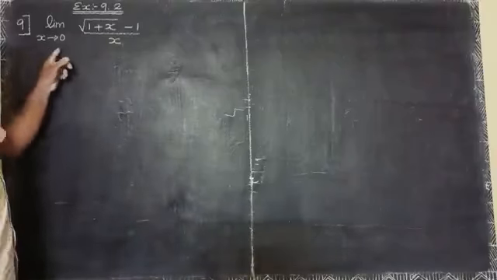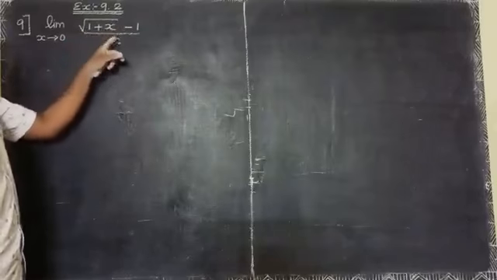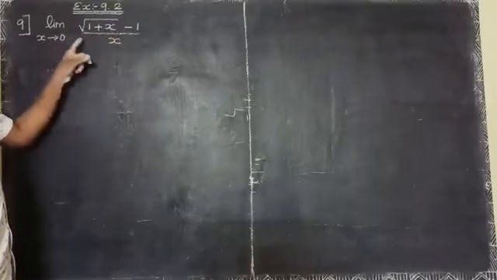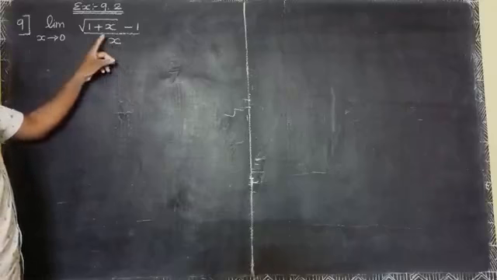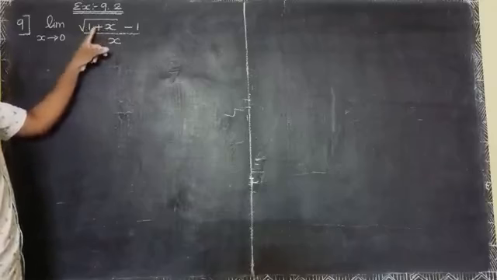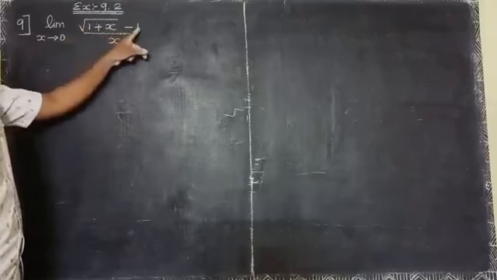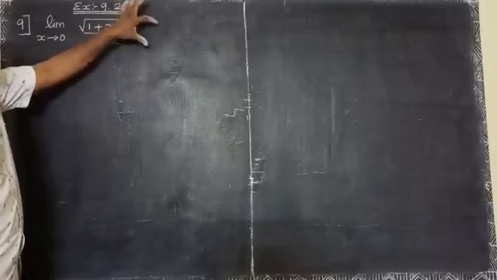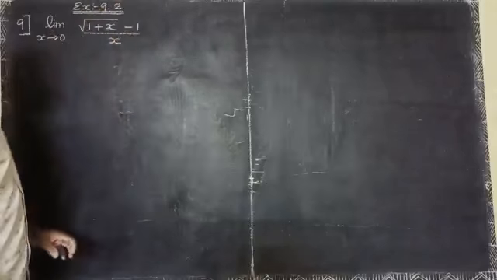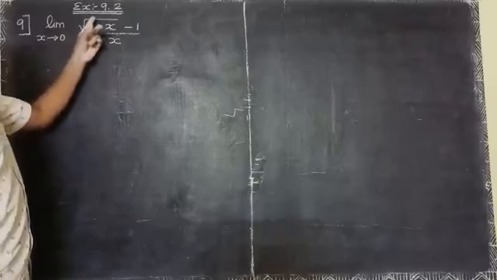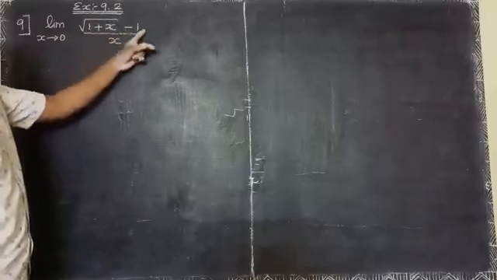Question number 9. Limit as x approaches 0 of square root of 1 plus x minus 1 divided by x. Replace x equal to 0: the denominator has 0, and in the numerator 1 plus 0 is 1, square root of 1 is 1, 1 minus 1 is 0, so the numerator also has 0. 0 by 0 is an indeterminate form, and the numerator has a square root, so take the conjugate of the numerator.